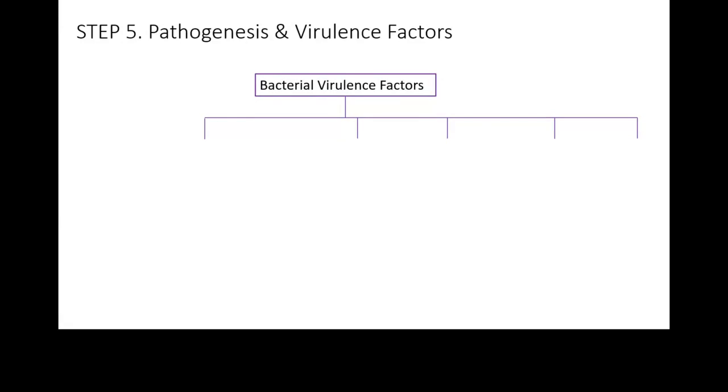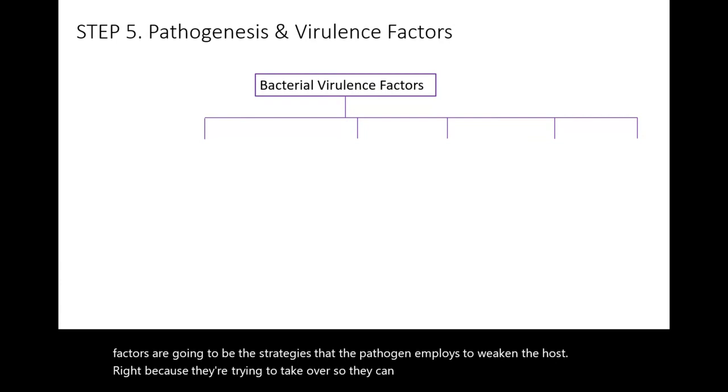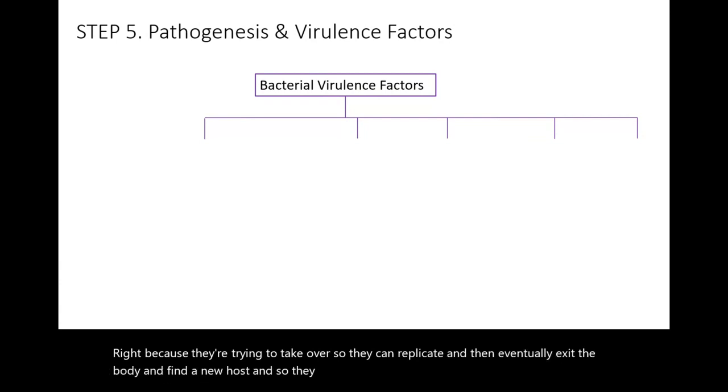This video is going to focus on step 5, which is all about virulence factors. Virulence factors are the strategies that the pathogen employs to weaken the host, right? Because they're trying to take over so they can replicate and then eventually exit the body and find a new host. And so they are going to have to attack our body, our cells and things to try and take over.